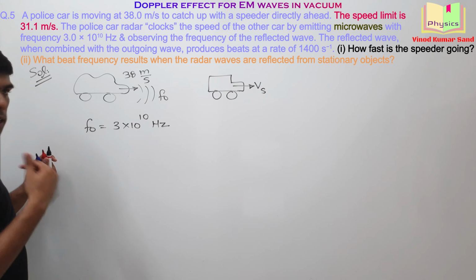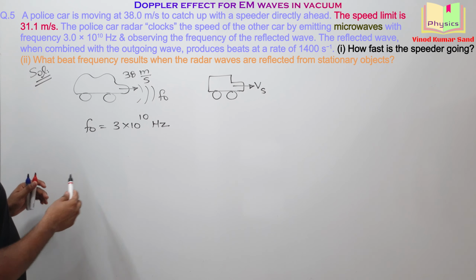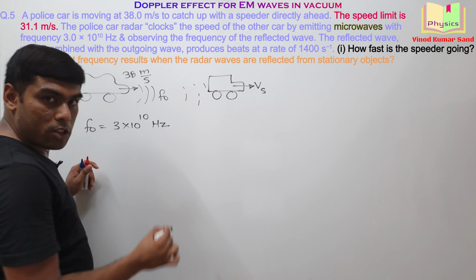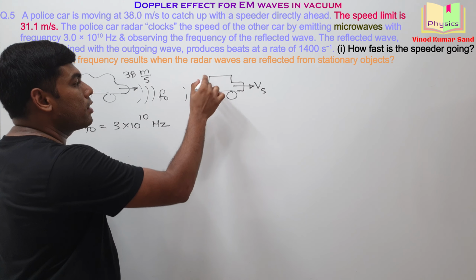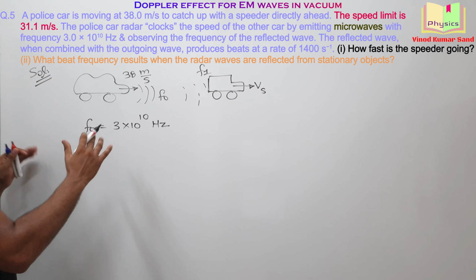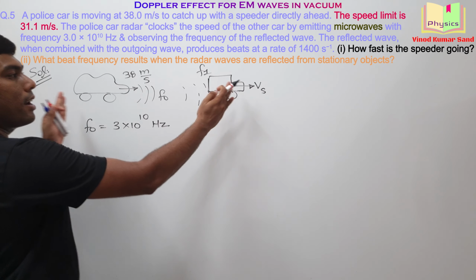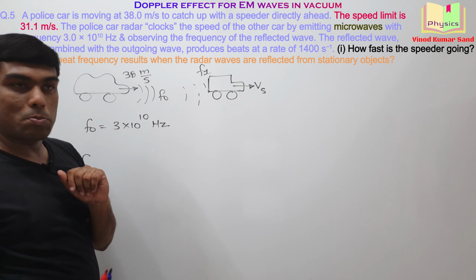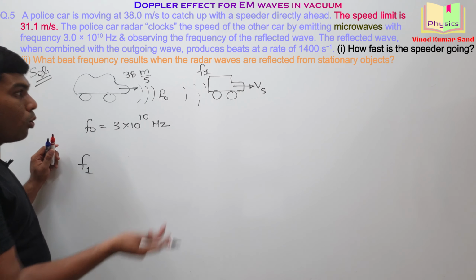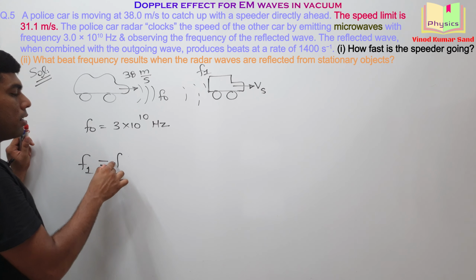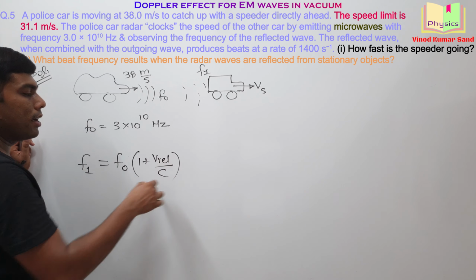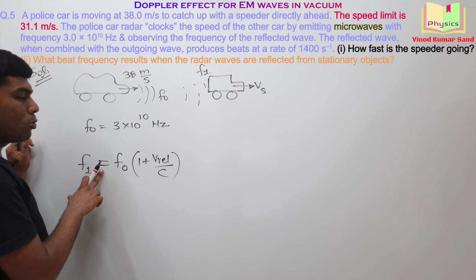So I'm starting the calculations. Suppose these waves reach here to the metal body of the speeder. Here the observed frequency I'm writing as f1. So the vehicles are approaching, the police car is approaching the speeder. It means f1 will be more than f0. So f1 should be written as f0 times 1 plus v relative by c. Do you agree? This time I'm using the equal to sign.